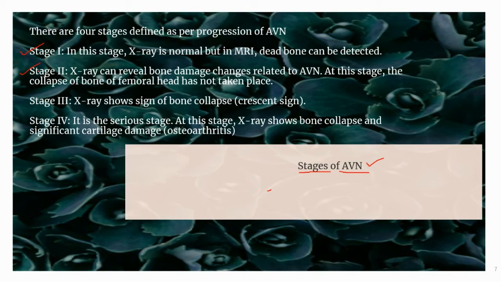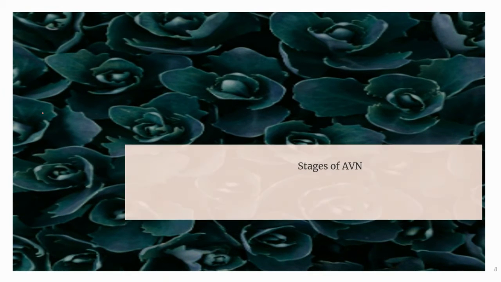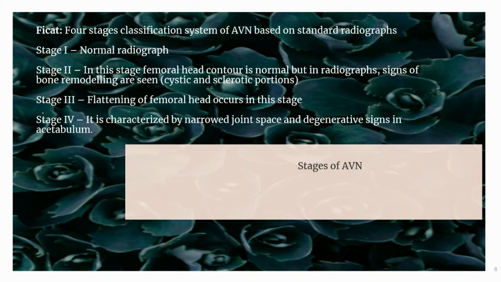At the second stage, X-ray can reveal bone damage changes related to avascular necrosis. And at this stage, the collapse of the bone of the femoral head has not yet taken place. At stage 3, X-ray shows signs of bone collapse, which is a crescent sign. And thus at stage 4, it is a serious stage. At this stage, X-ray shows bone collapse and significant cartilage damage, which is called osteoarthritis.